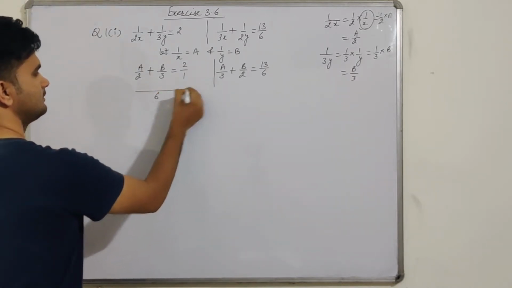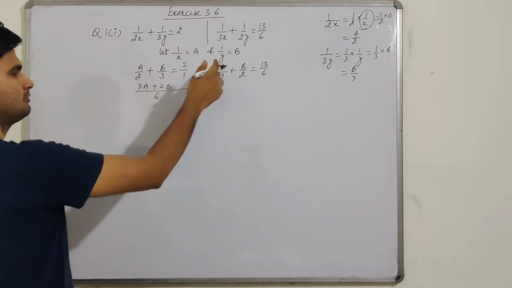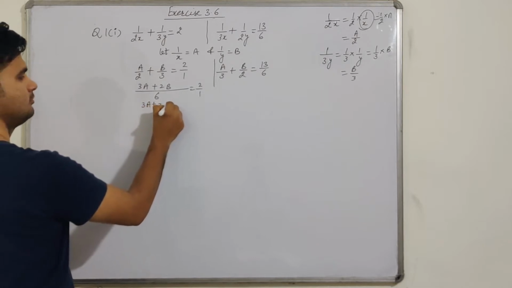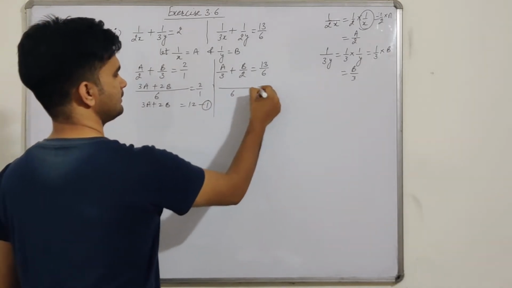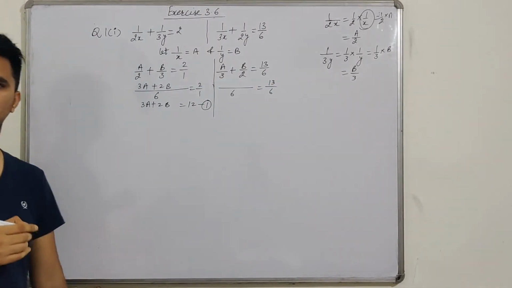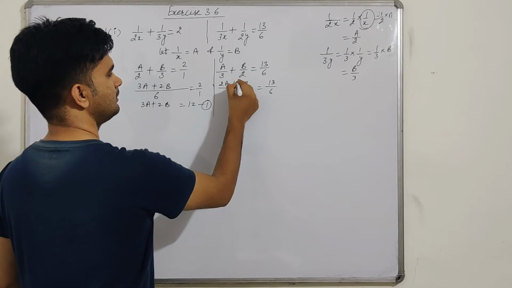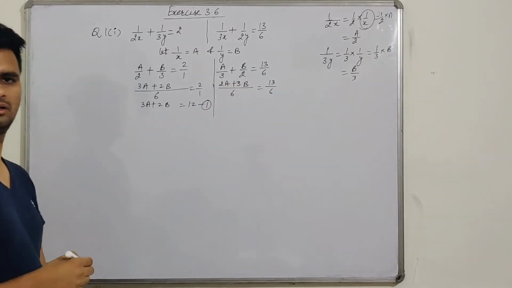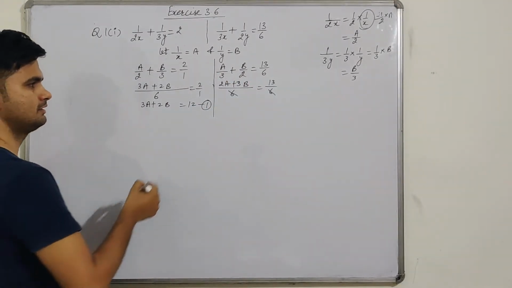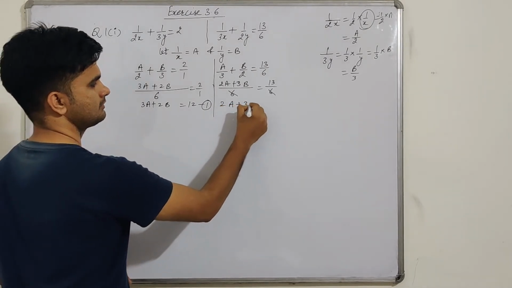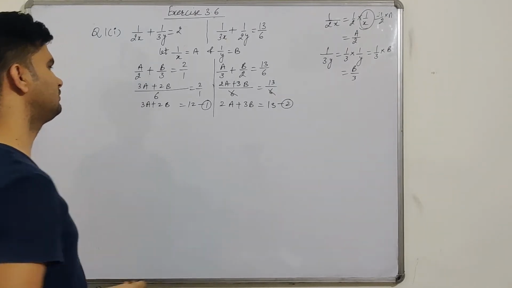Now take LCM. 6 is the LCM. It will become 3a plus 2b, now cross multiply, 3a plus 2b is equal to 12. That is the first equation. Then LCM 6, and here also 13 by 6. This will become 2a plus 3b. The 6 and 6 are denominators, cancel these terms. This will become 2a plus 3b is equal to 13. That is the second equation.